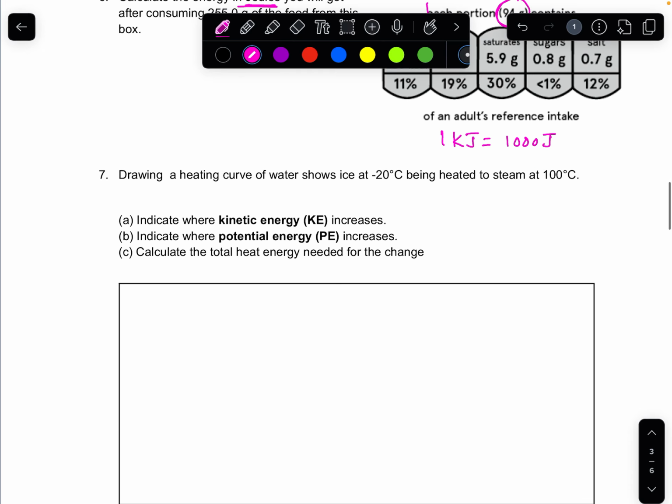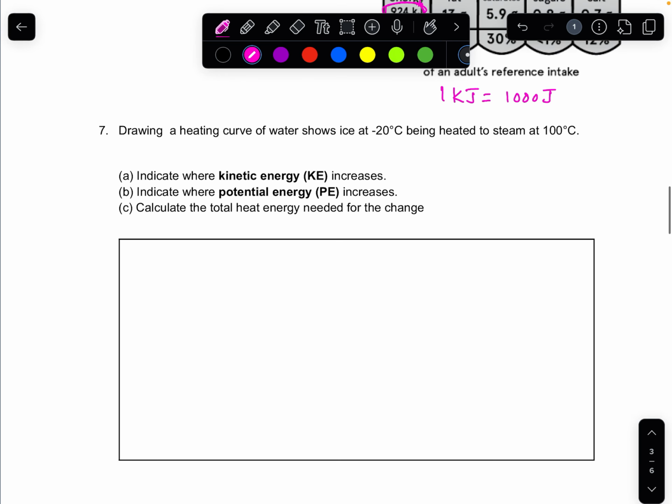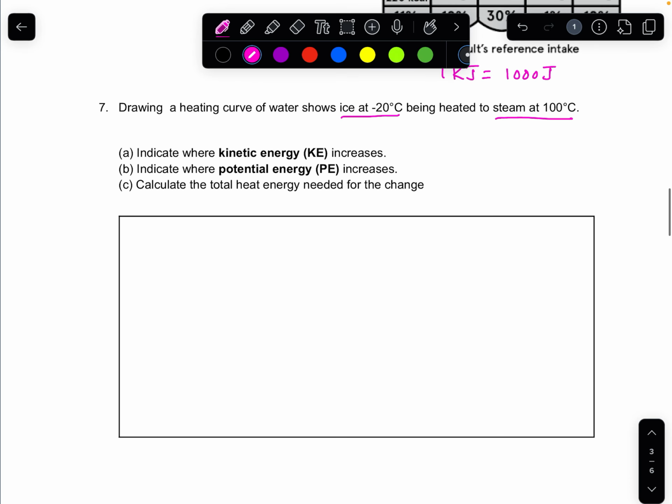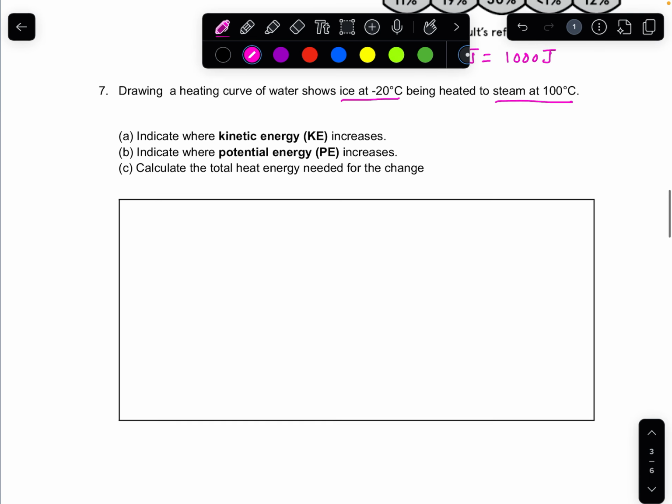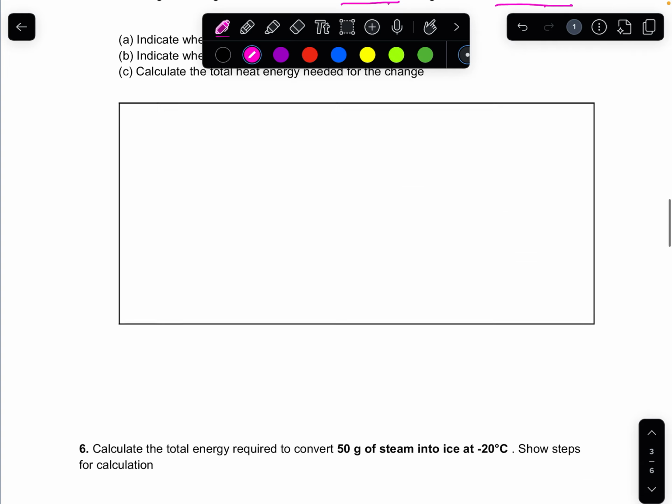Okay, so do that right now. You can pause the video and do it, then continue, or just watch the video until the end, then do the questions. Okay, then heating curve, it says you have to draw a heating curve. You are starting from ice and ending in steam. Okay, so you have to draw that curve. So I'm not going to draw it here. You have to draw that. The starting temperature is -20, then you will reach steam at 100 degrees Celsius.